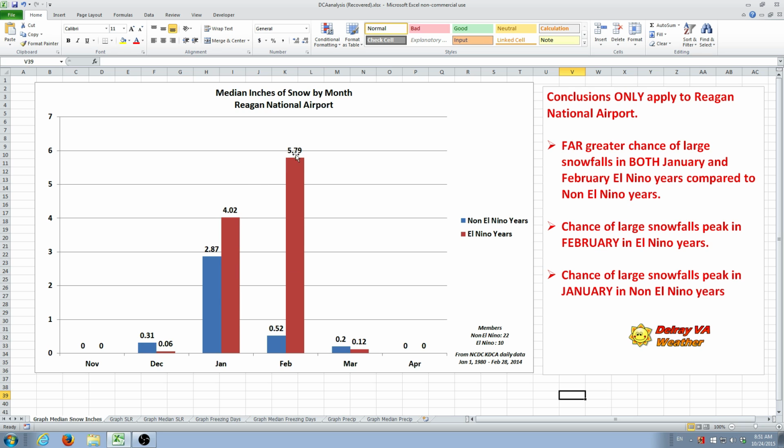And if you notice, this is what I'm talking about: in January in an El Nino year, you got about 4 inches as the mean. Up here you have almost 6 inches as the mean, and then it drops back to nothing. So it does peak in the February time frame. The chance of a large snowfall peaks in January in non-El Nino years, and we're talking about the blue part. As you can see, it comes up to about 3 inches in non-El Nino years, and then tapers off very rapidly in February.